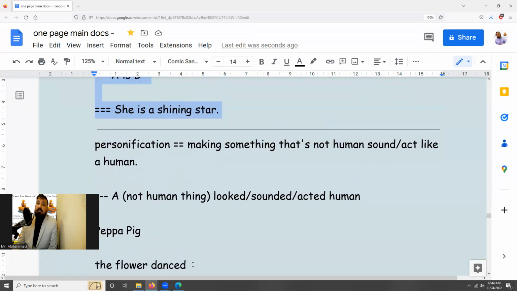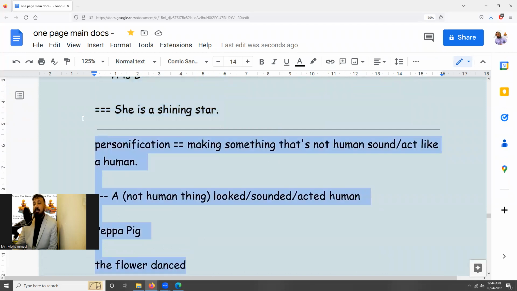Okay, and now finally, you have the last type of imagery, which is called personification, which is when you make something that is not human sound or act like a human. So you say the tree shouted, or the tree cried, or the sky cried. Any of those things, all of those things are personification. It's a comparison between something that's not human and the human.